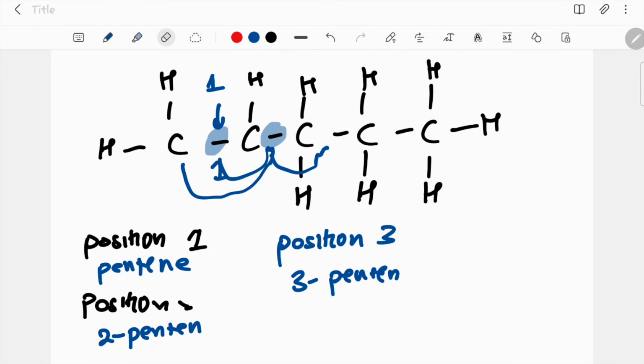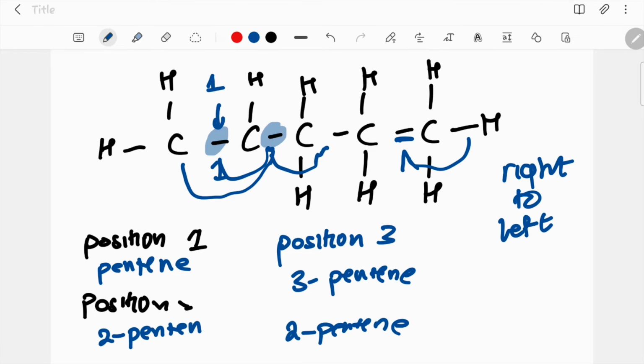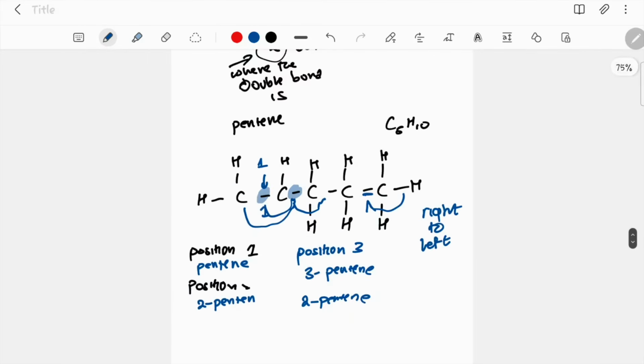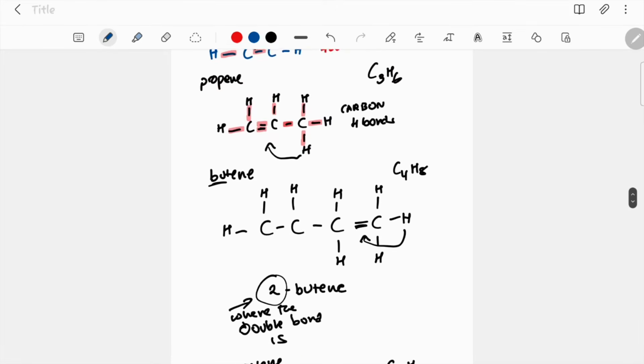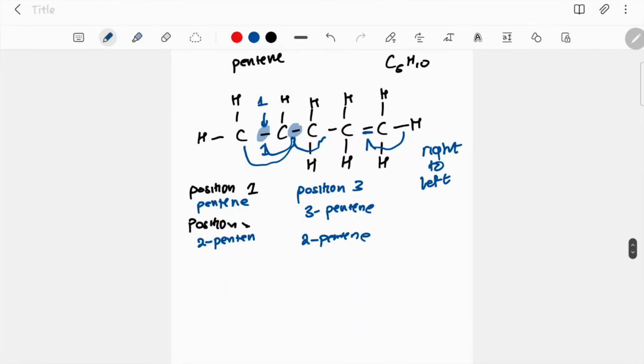But now, if I move this to the next one, it will not become 4-pentene. It will become 2-pentene. Because I must always pick the side that has the least carbon chain. So I will now go from right to left, because I have to always pick the side with the fewest carbons. That is the reason why. So I've explained naming in a quick way, and I'm hoping you have understood this concept. That is naming, and we're going to finish alkenes there.